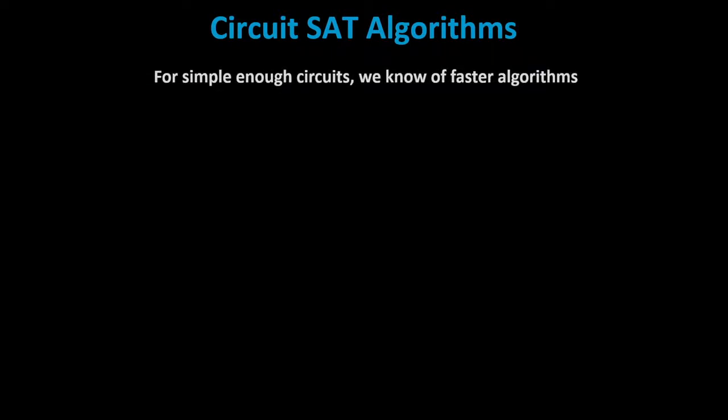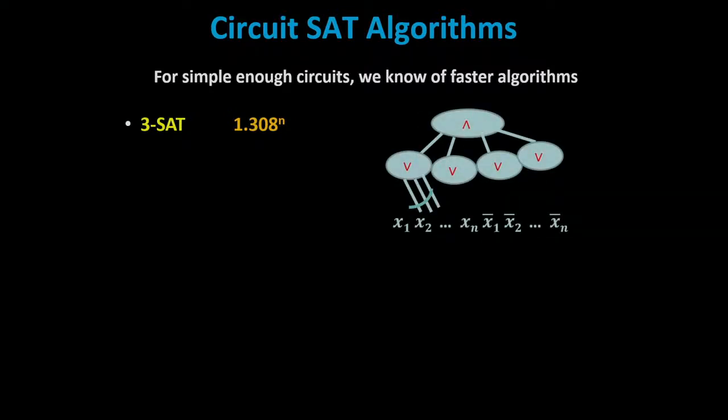So for simple enough circuits like K-CNFs, as Mohan discussed, we know of algorithms faster than 2 to the n. Okay. So for example, 3-SAT, one mentioned is in 1.308 to the n. Okay, that's randomized. So you can think of this, right? You can think of a 3-SAT instance as a big AND gate of ORs with fan-in 3, and these wires here point to variables or their negations. Right? This is sort of rewriting what K-CNF or 3-CNF means here.